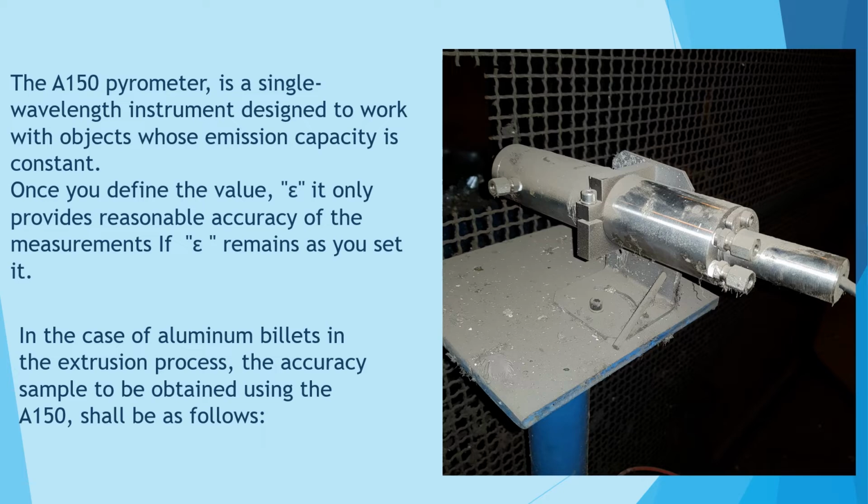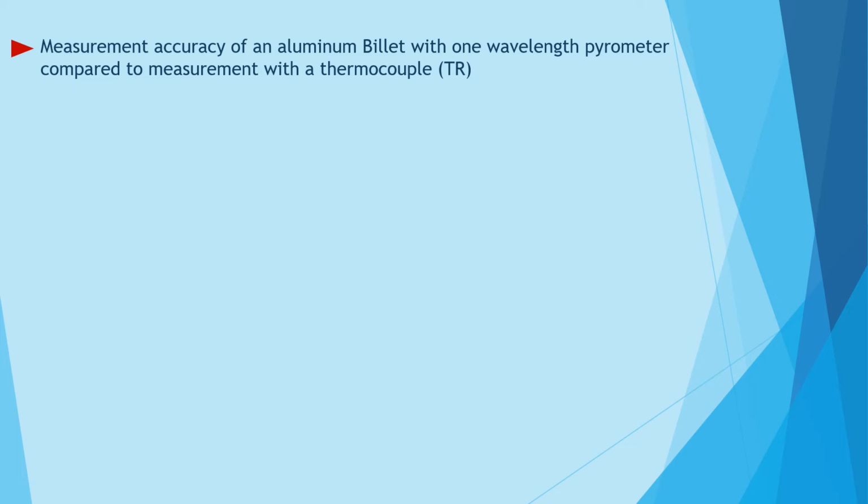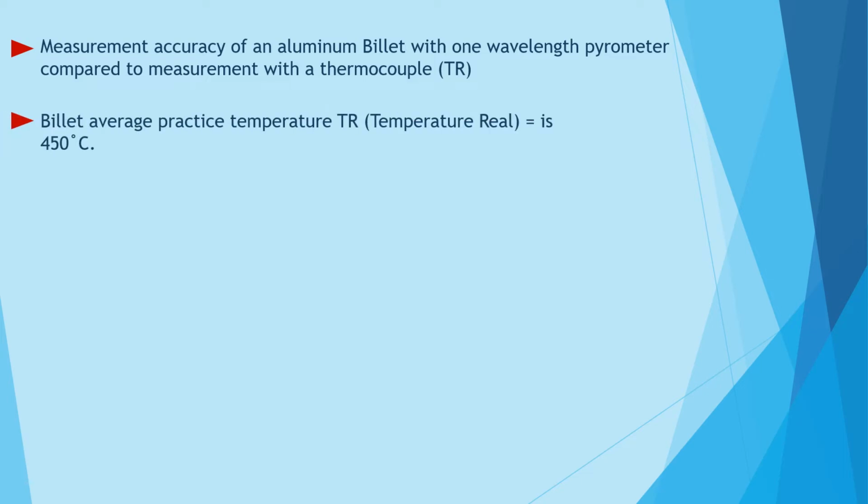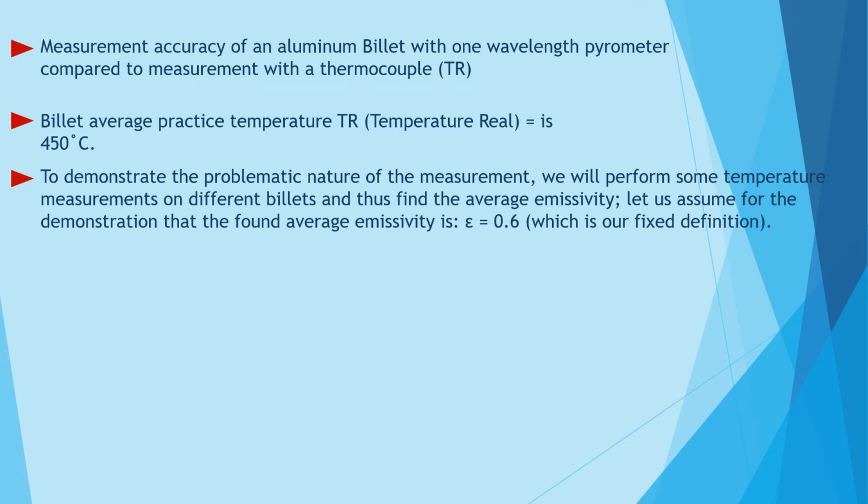shall be as follows. Measurement accuracy of an aluminum billet with a one wavelength pyrometer compared to measurement with a thermocouple. TR, billet average practice temperature, temperature real, is 450 degrees Celsius. To demonstrate the problematic nature of the measurement, we will perform some temperature measurements on different billets and thus find the average emissivity.